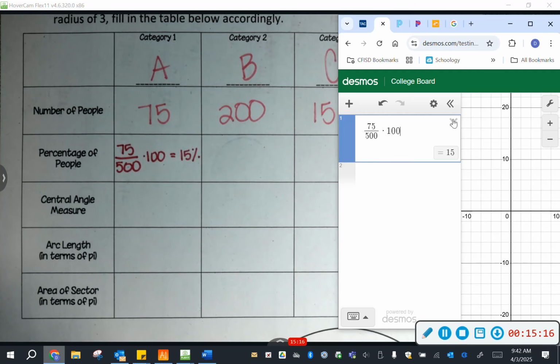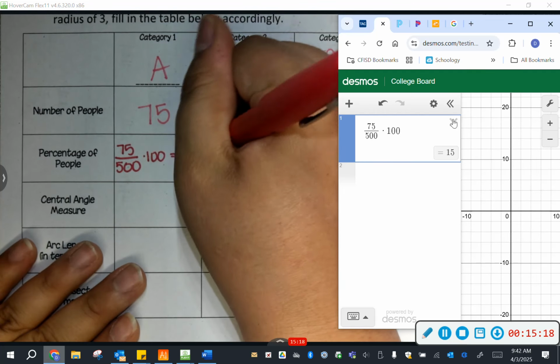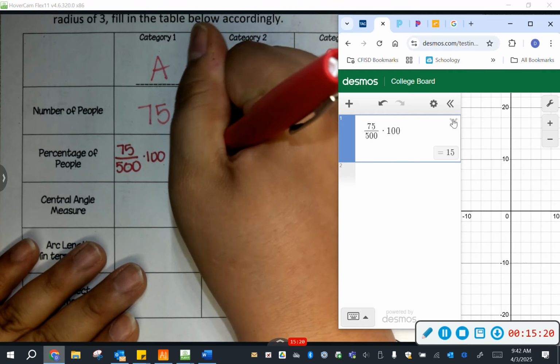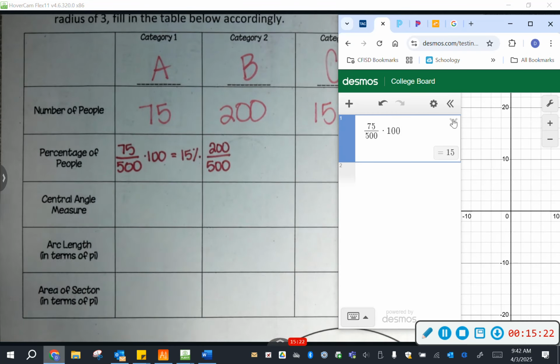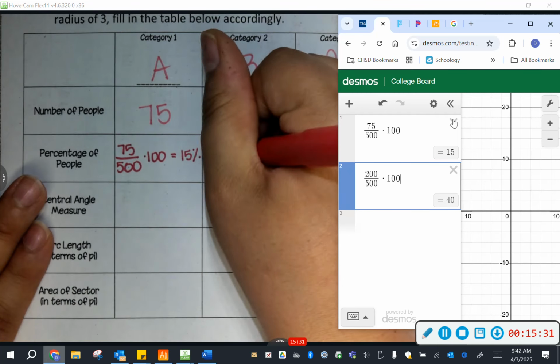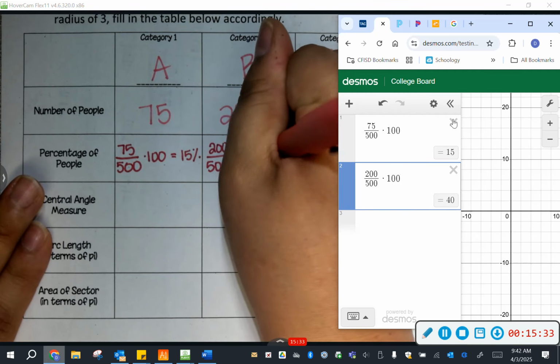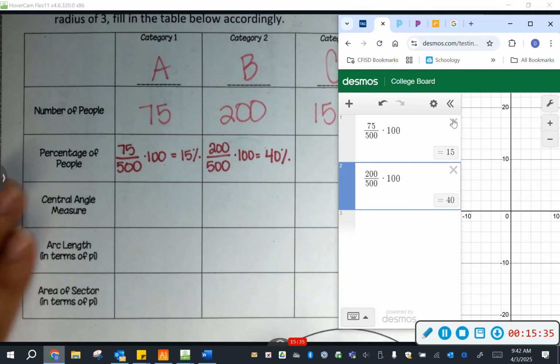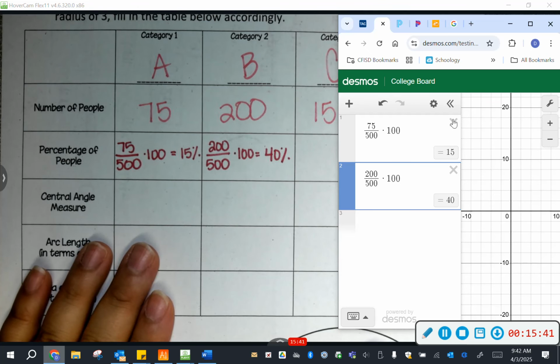How many have a B? 200 out of how many kids? And then how do I find the percent? Multiply by 100 or move the decimal twice. Okay, I'm going to have you finish C and D in just a minute. We're just going to do A and B for now. Okay?